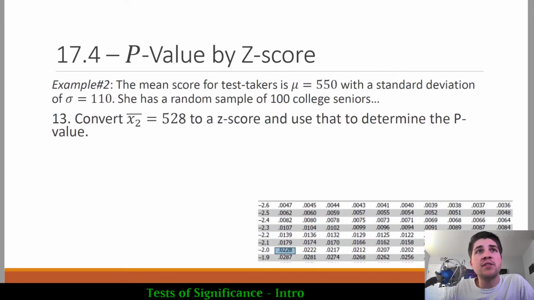And if we go to our z-table to negative 2.36, we got 0, 1, 2, 3, 4, 5, 6. Should be right there. We should get a p-value of 0.0091.